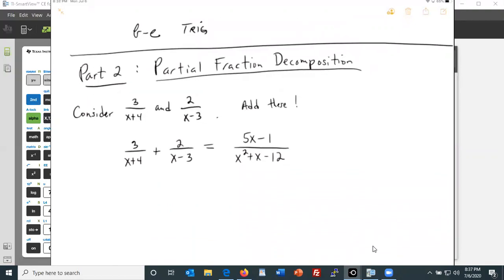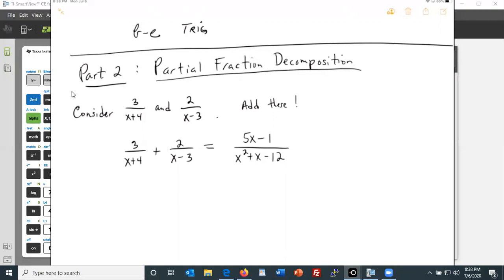So the way you would do that is you'd have to multiply the first fraction by x minus 3. So you would get 3 times x minus 3. You'd have to multiply the second by x plus 4. So you get 2 times x plus 4. And then combining the terms would give you 5x minus 1. And then the denominator is found by multiplying your two denominators together for that common denominator of x plus 4 times x minus 3. Okay, so we're not really concerned about adding these together. What we're concerned about here is just understanding the meaning of partial fraction decomposition.